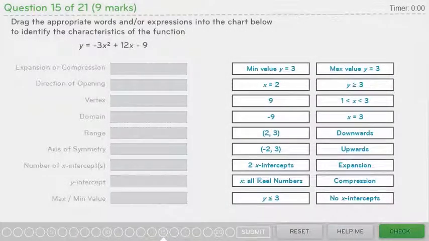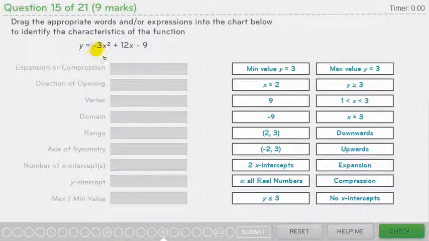In this question, we are given the function y equals negative 3x squared plus 12x minus 9, which is in general form, and we need to use the tiles on the right-hand side and put them in the chart below to identify the characteristics of this function. So first let's start with the expansion or compression.